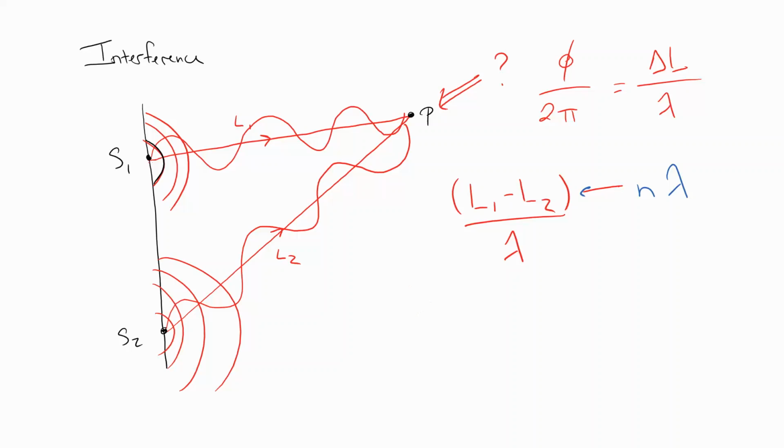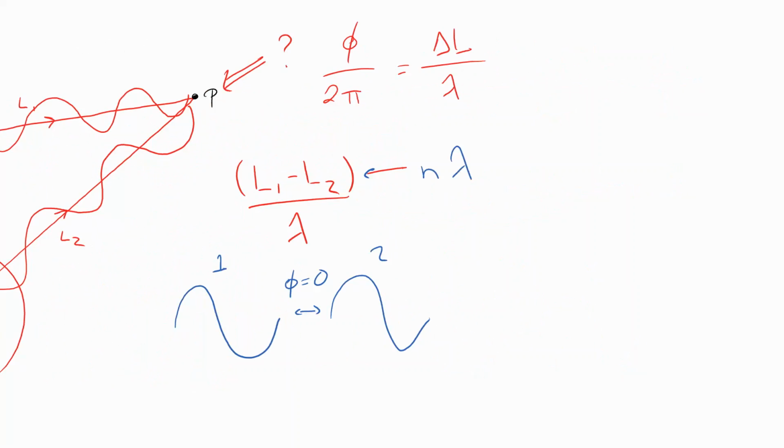And so the interesting cases are going to be when they arrive, so wave 1, wave 2. So when they're arriving in phase like this, so phi equals 0 or phi equals 2 pi, they are in phase, we have constructive interference.